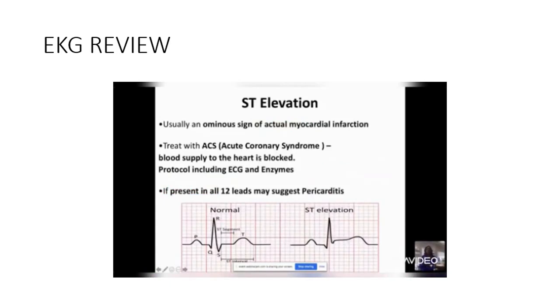Okay, so there's a couple of other things you need to remember for this real quick. Your ST elevations are important, okay? Because we want to make sure that these clients are not about to have an MI. So we take them very seriously, okay? Because they're a blockage to the supply of the heart. The heart pumps blood to the entire body, but it too needs blood. So we always want to check out the coronary artery disease, make sure the arteries are not blocked.